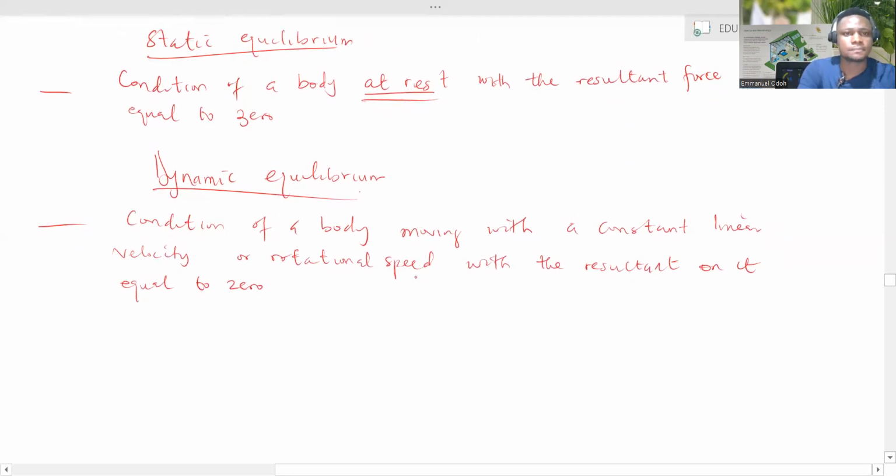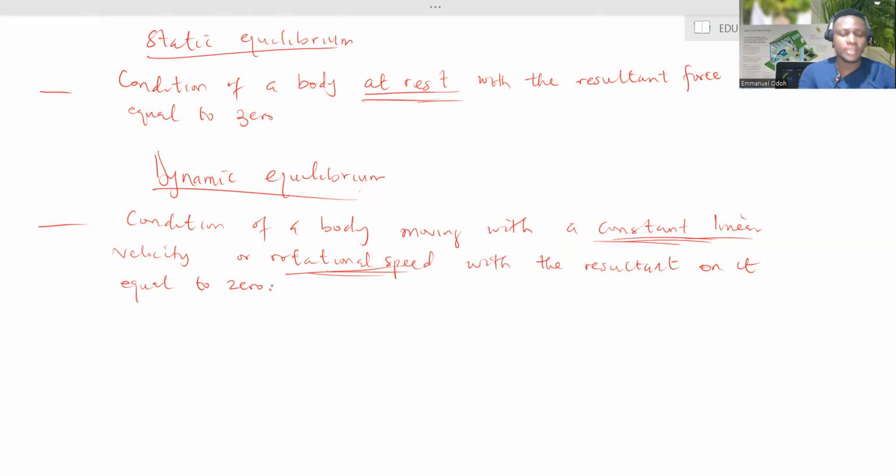So the keyword for static equilibrium is that the body is at rest, and because the resultant forces acting on it are equal to 0. And for the dynamic equilibrium, the keyword is that the body is moving with a constant linear velocity or a rotational speed if it's a body that is rotating, such that the resultant on it equals to 0. Very, very important. So these are the two types of equilibrium we have.